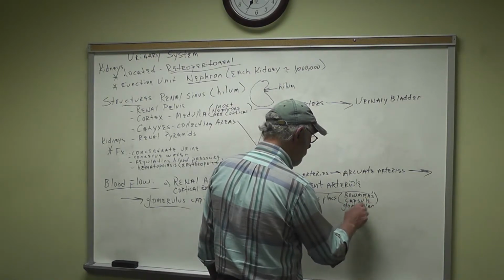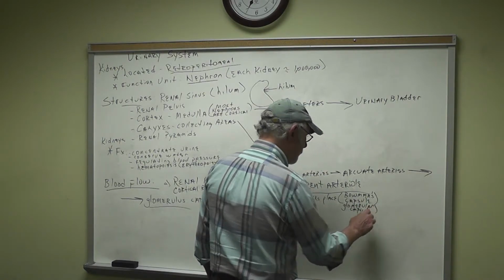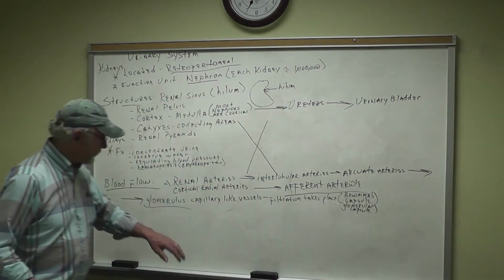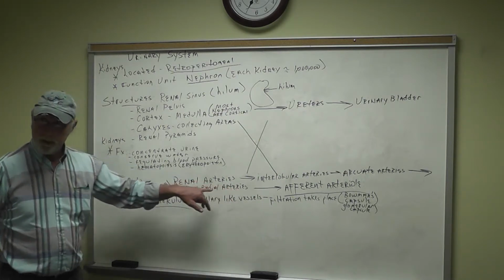Is it true that people with chronic high blood pressure can have kidney damage? Oh, yeah. High blood pressure can do a lot of damage to these rather delicate structures.